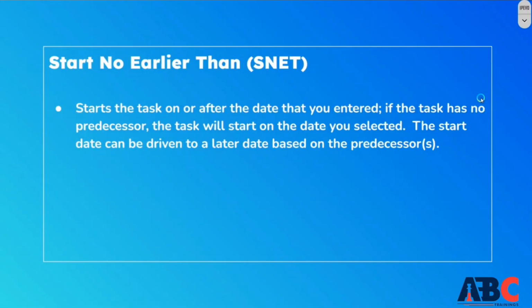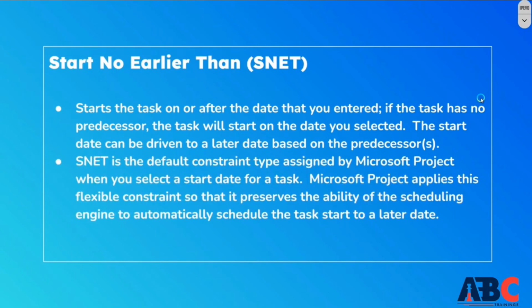After that, the next constraint is start no earlier than. It means you don't have to start before the fixed date. You have to start after that. Suppose you have a project and you have to start it on the 10th. So you don't have to start the project before that. You can start on the 11th, 12th, 13th, after the 10th. So this type of constraint is called start no earlier than. And for this you can depend on the previous task. And SNET is the default constraint type.